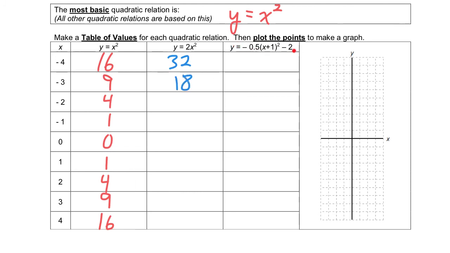And for this one, it looks more complicated, but same idea. We start with x, which is minus 4. So minus 4 plus 1 in brackets, that equals minus 3. Squared, that's positive 9. Multiplied by negative 1/2. So now we have negative 4.5. And then we subtract 2, which is now minus 6.5.